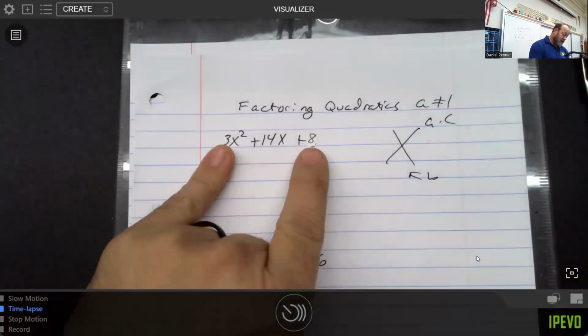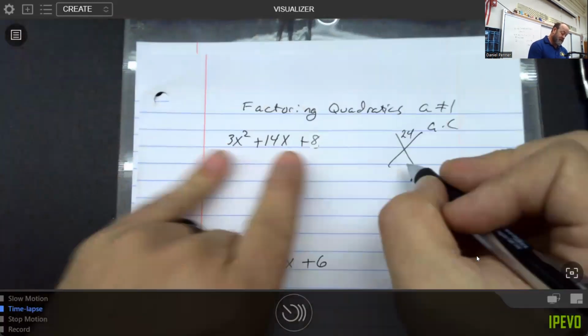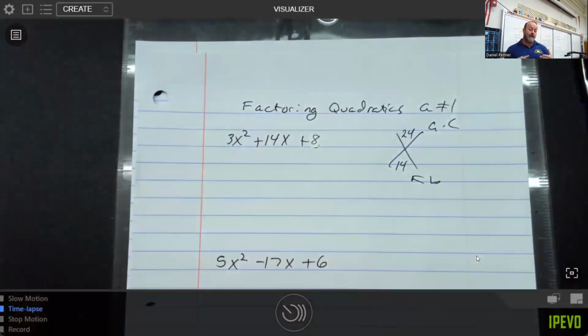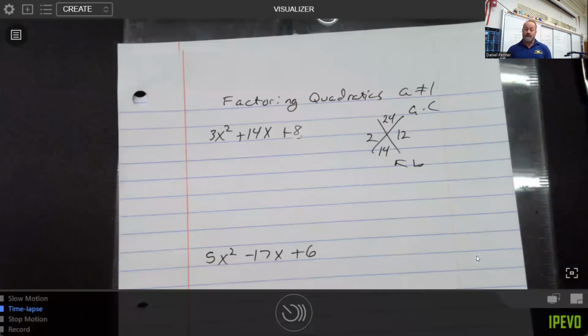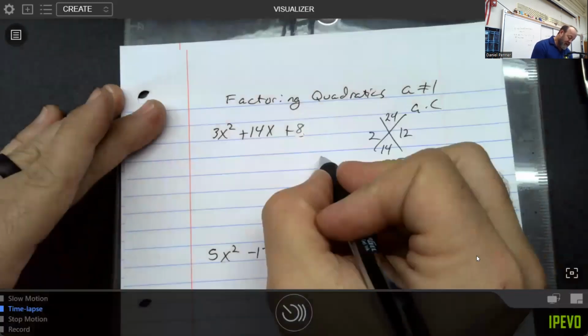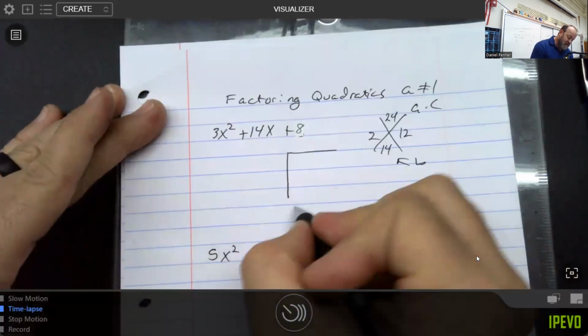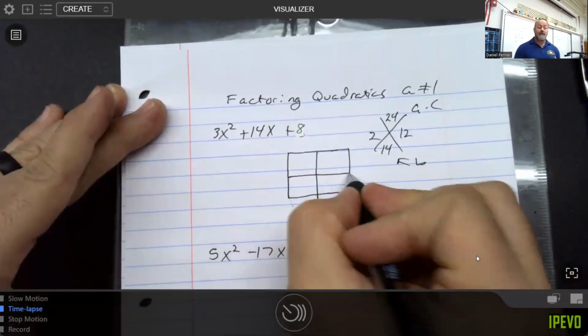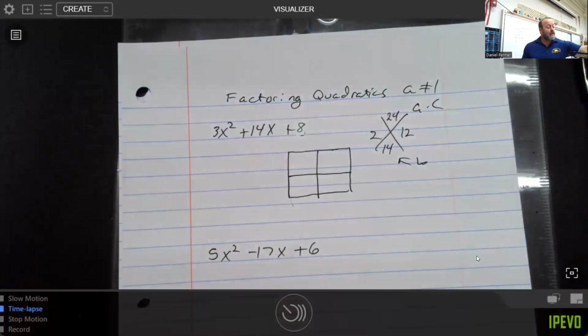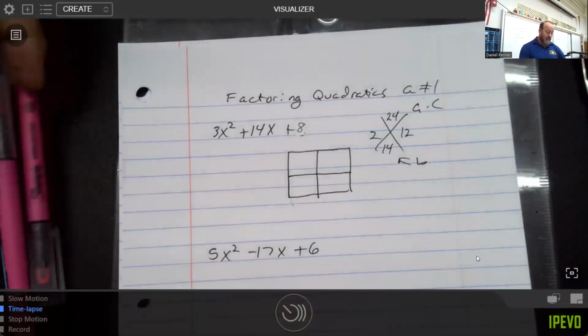The product goes here, that's 24, and the sum goes here, that's 14. Now I have to go through numbers that multiply to 24, 1 and 24, 4 and 6, whatever. But 2 and 12 have a product of 24, and a sum of 14. And notice that there's no negative, so everything is positive. Now, unlike the previous videos, I'm going to have to use the area model because it's actually important as part of our story when our A value is not 1.